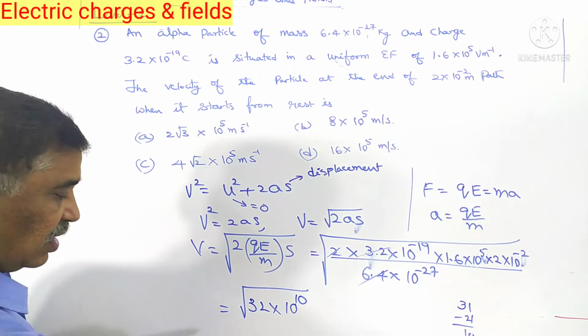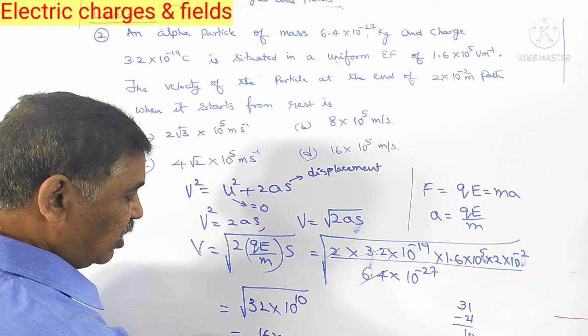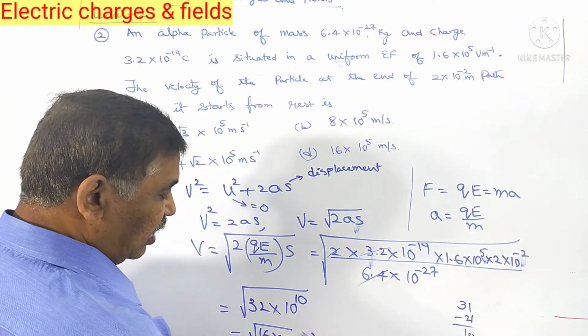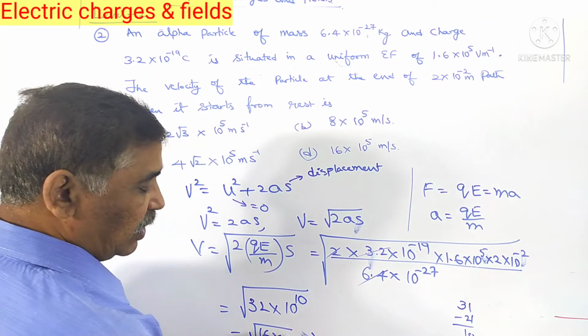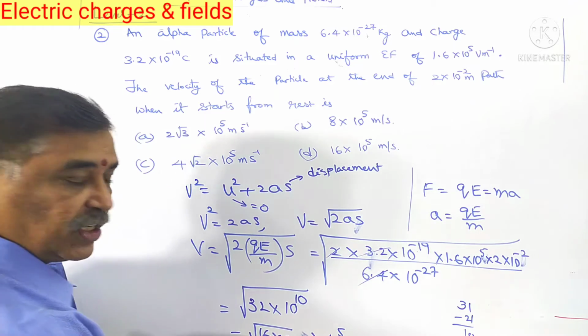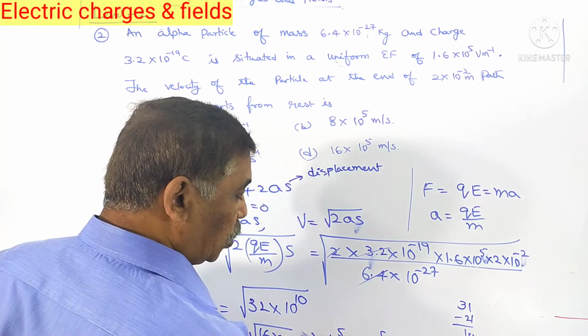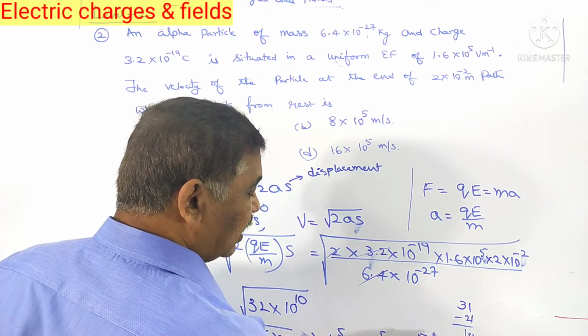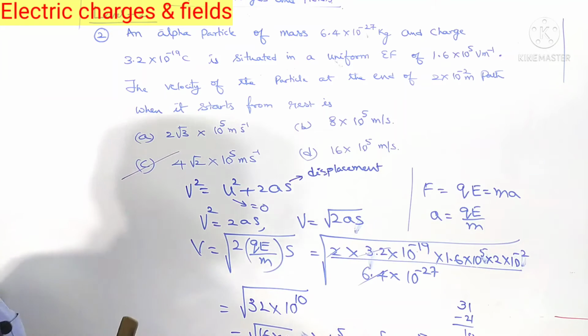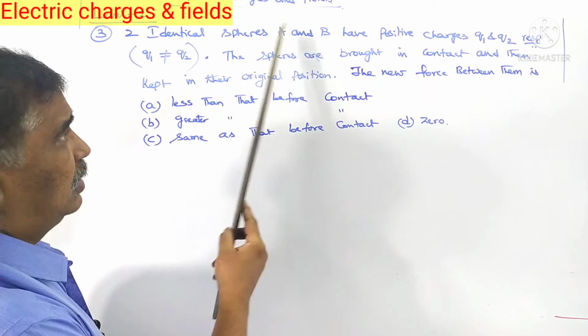Now this can be written as the root of 16 into 2 into 10 power 10. The root of 10 power 10 is 10 power 5. Further simplifying, root 16 is 4. So 4 root 2 into 10 power 5 is the answer. We find 4 root 2 into 10 power 5 meter per second in option C. Therefore this is the answer for this question.